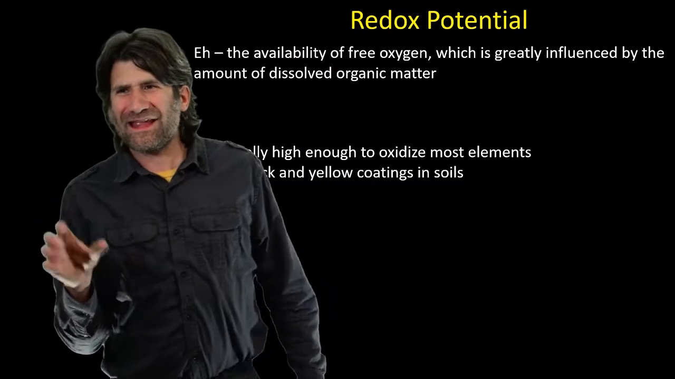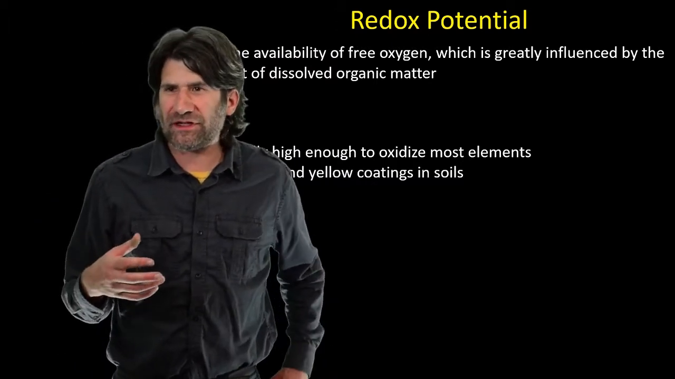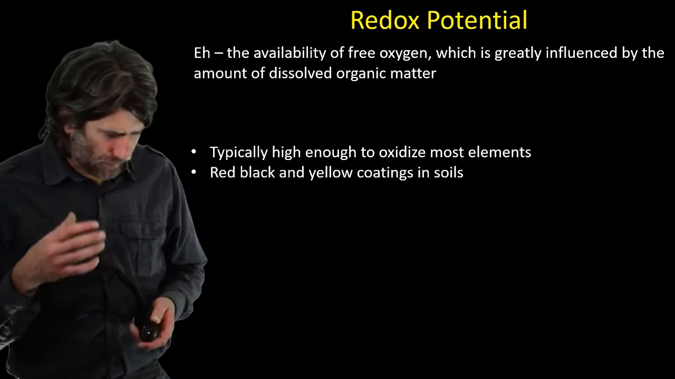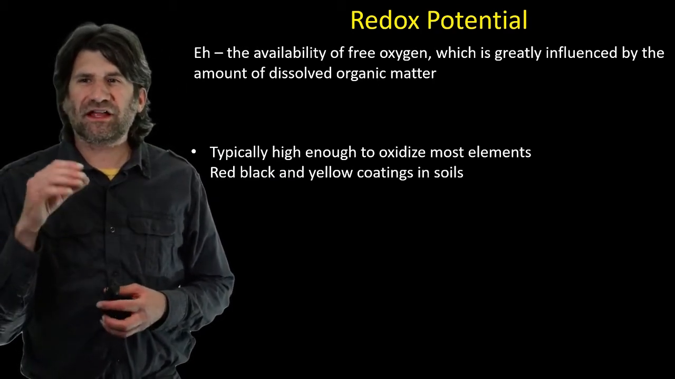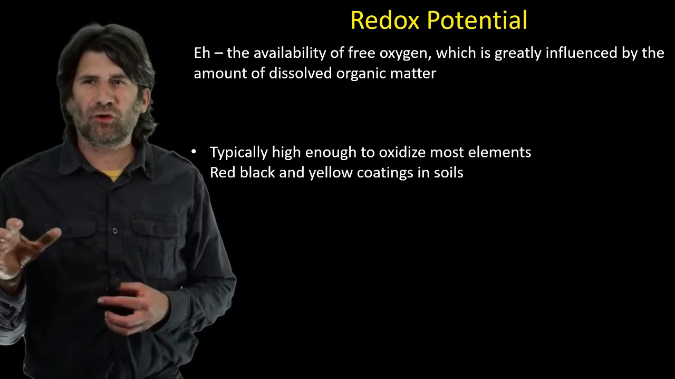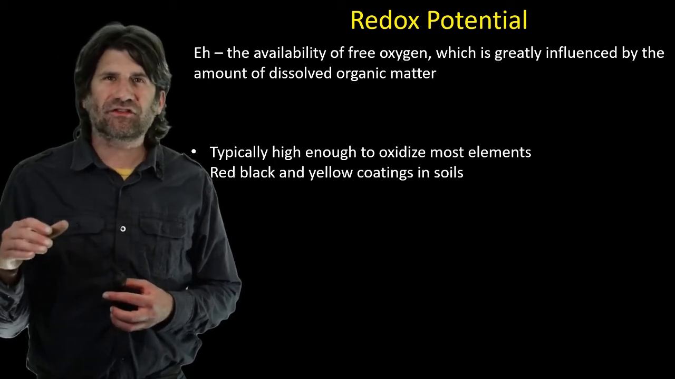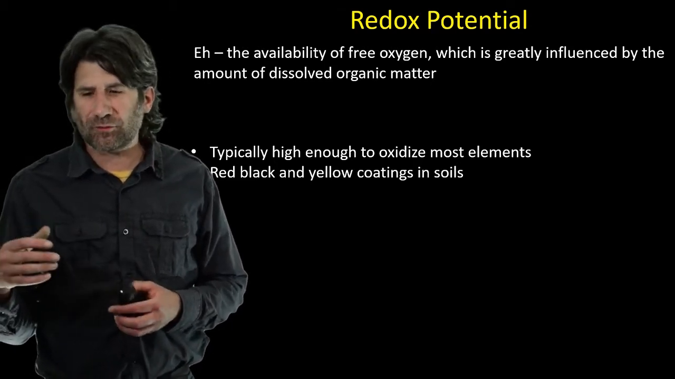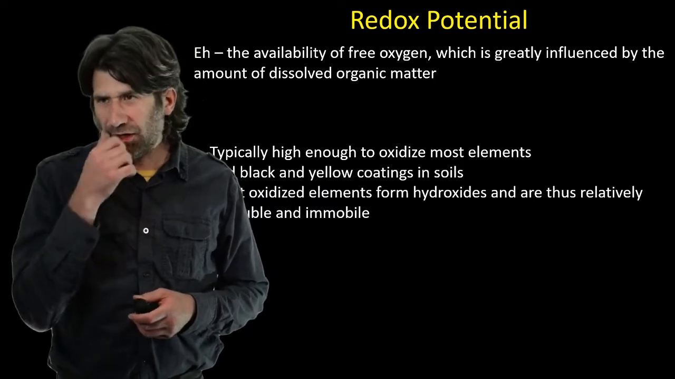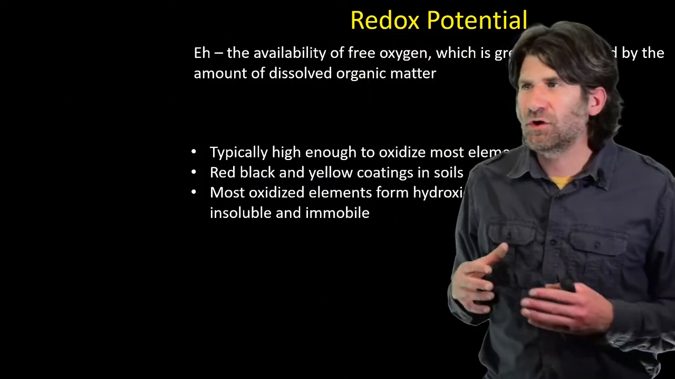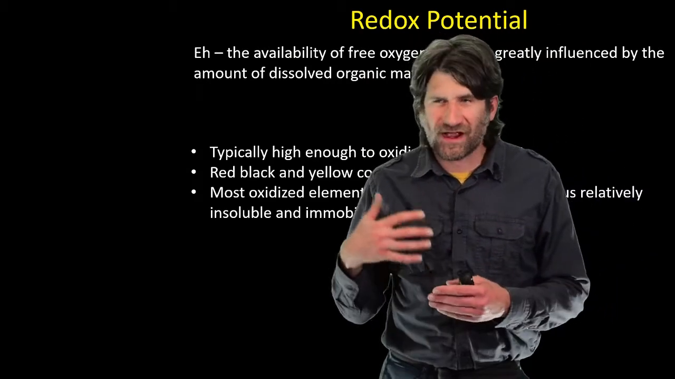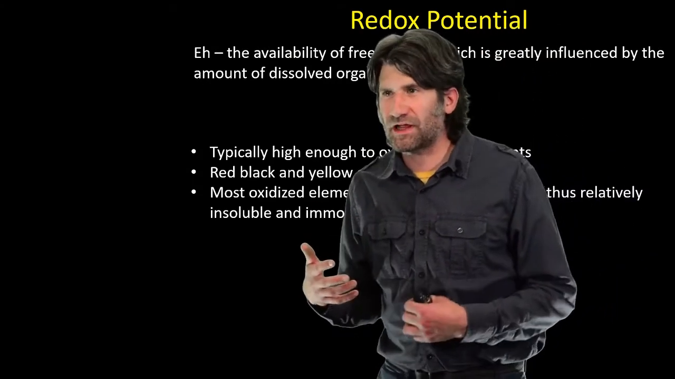But what oxidation ends up doing is creating basically the formation of minerals at the Earth's surface that generally have kind of a red, black, or yellow coating. And those are generally iron oxides or manganese oxides that have formed during weathering reactions. So when we oxidize a mineral, we generally form some sort of hydroxide. This is a type of mineral class.